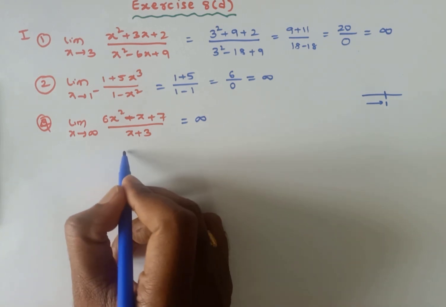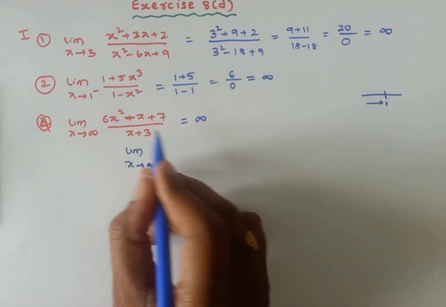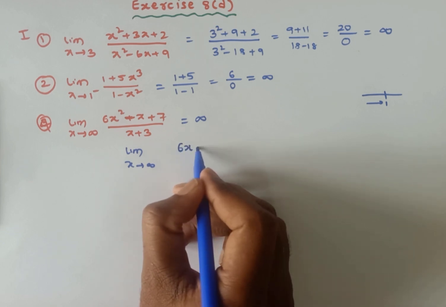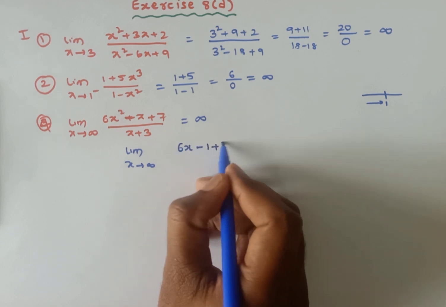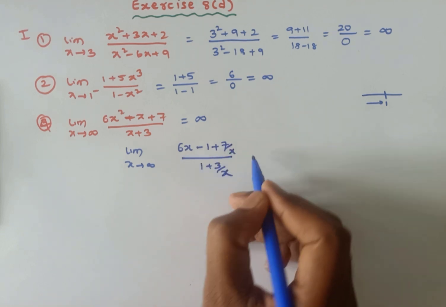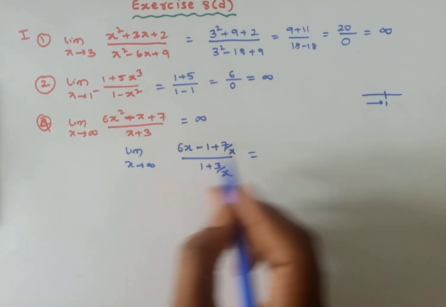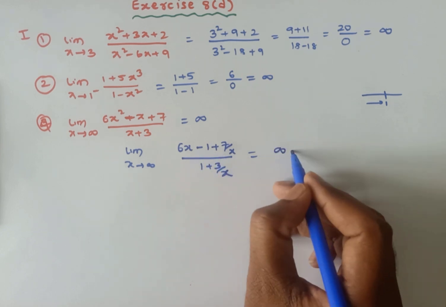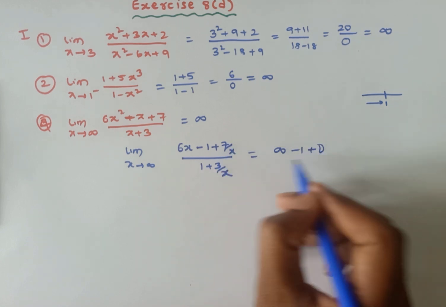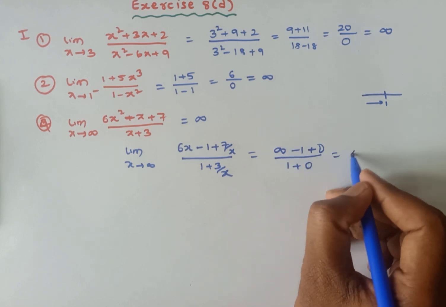Let us see. Here it is limit as x tends to infinity. Dividing the numerator by x, we get 6x minus 1 plus 7 by x, divided by 1 plus 3 by x. Now as x goes to infinity, 6x is infinity, and minus 1, plus, as x approaches infinity, 1 by x is always 0. Divided by 1 plus 0, so it is infinity minus 1, again infinity only.